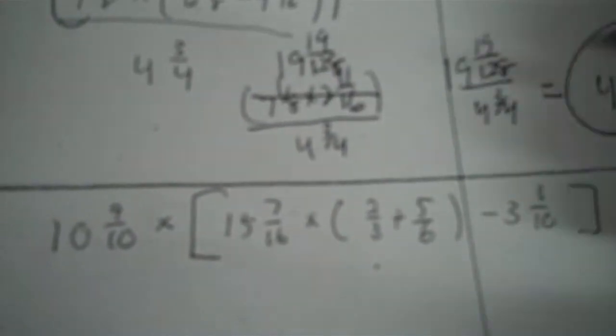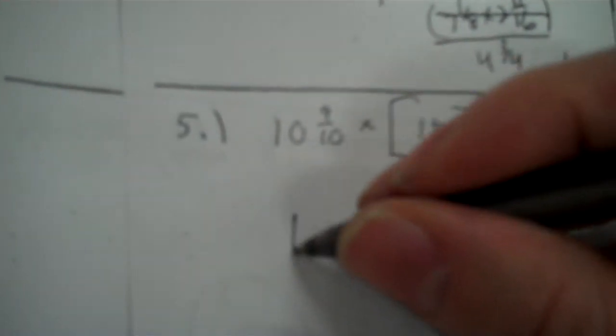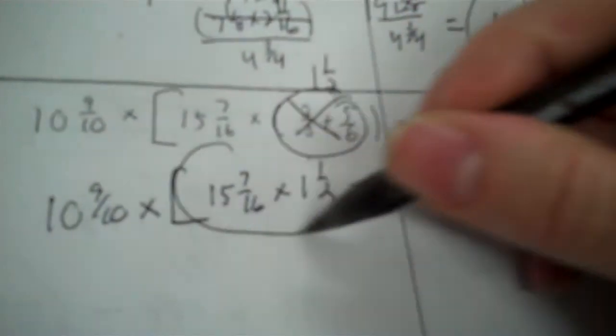A brace is a parentheses, but you've got to do the inner first. 2 thirds plus 5 sixths, that's 1 and 1 half. So now I have 10 and 9 over 10 times the brace: 15 and 7 over 16 times 1 and 1 half minus 3 and 3 tenths divided by 2 and 1 half. Now remember that brace is a parentheses. Okay, it most definitely is a parentheses.